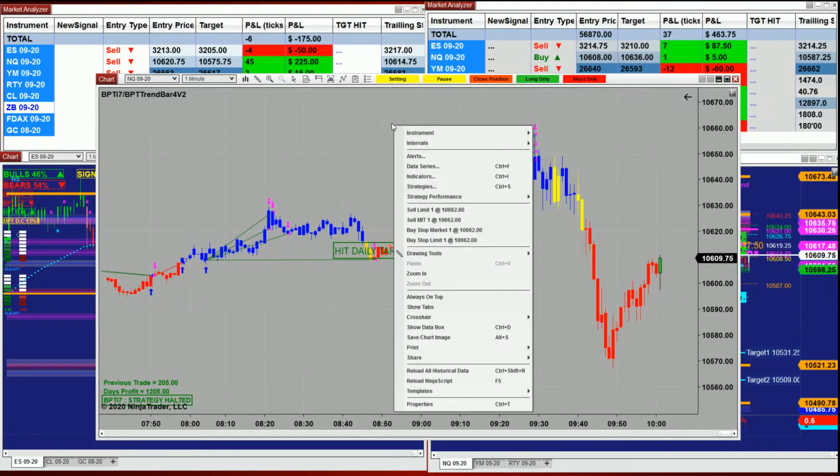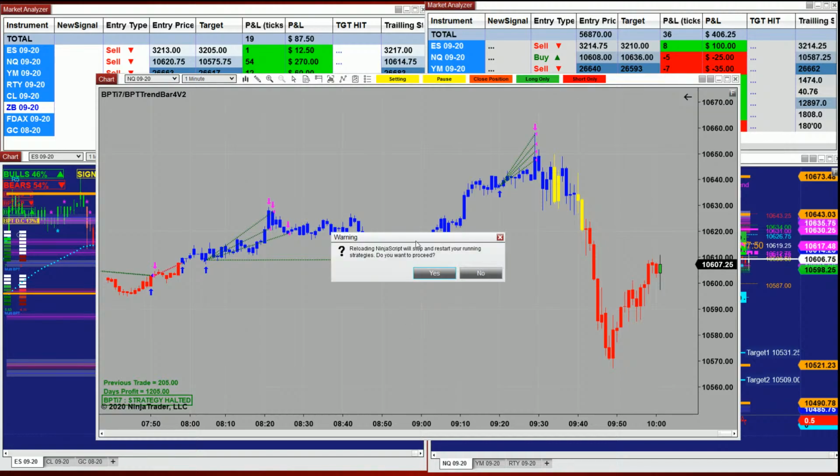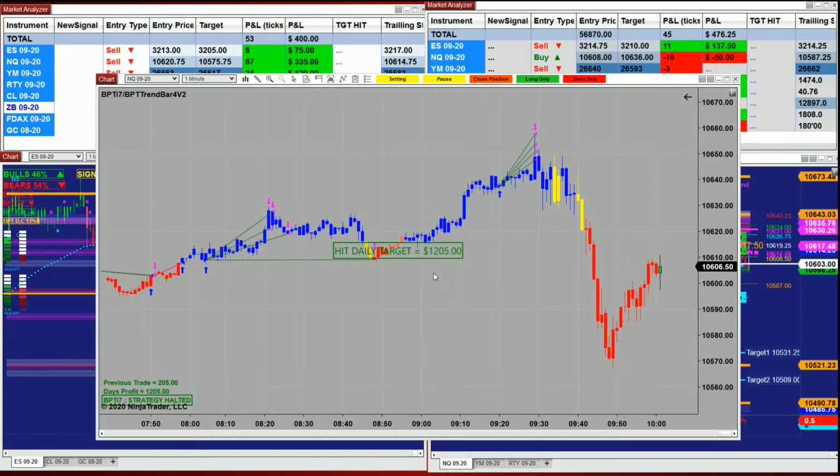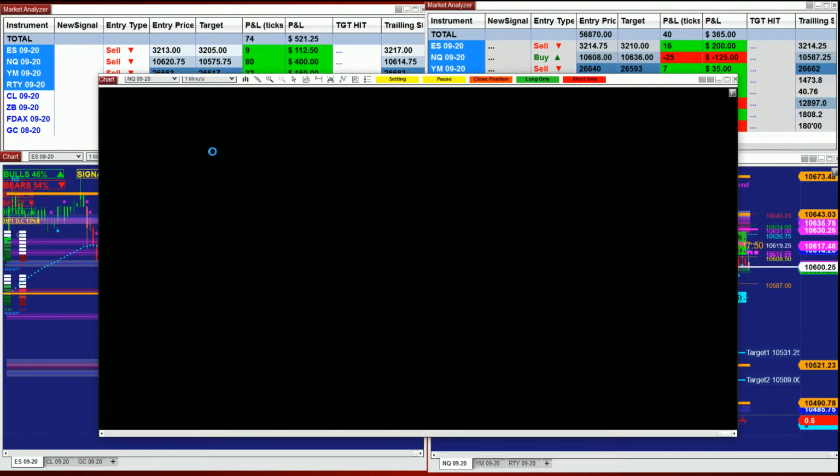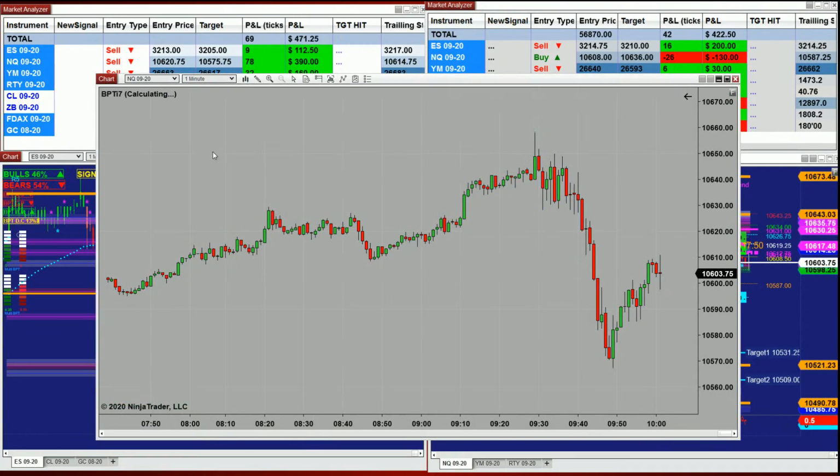What you do, you just right click, reload, and now we have activated the NASDAQ one more time. This is how you reset it. Every time your market hits the target, you just reset it. I have a problem with the internet today, so apologize if there is a little delay here.